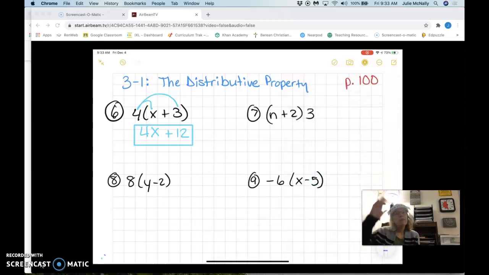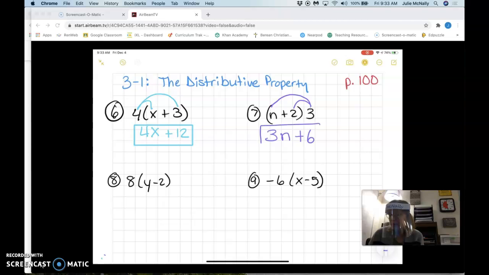Next one, again, we got that number on the back side, but I'm still going to draw my lines and multiply by each thing on the inside. So 3 times n, 3n. And 3 times 2, 6. They're both positive, so it's positive.